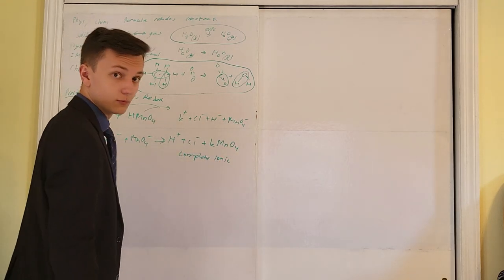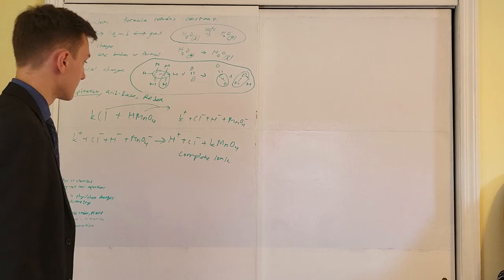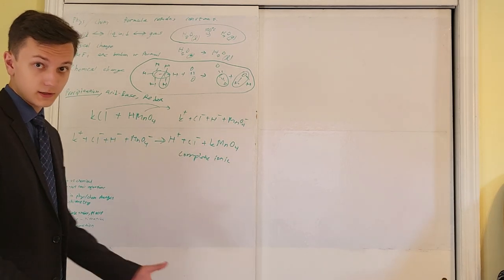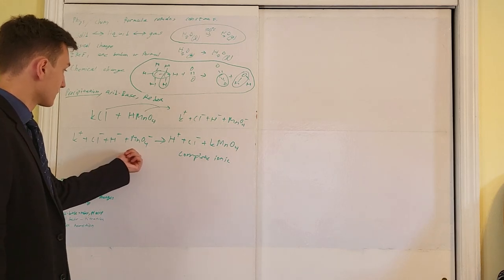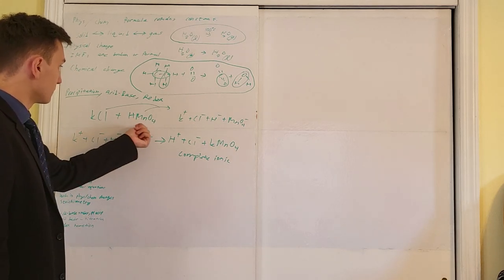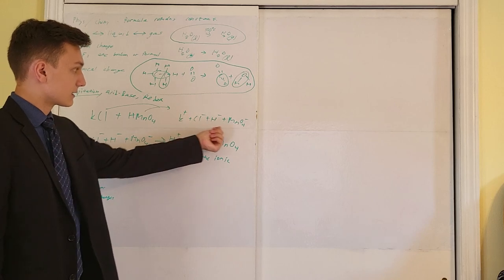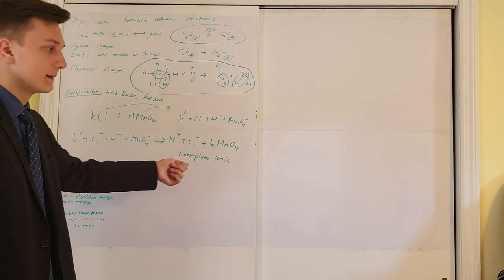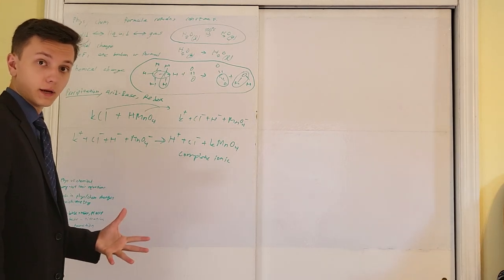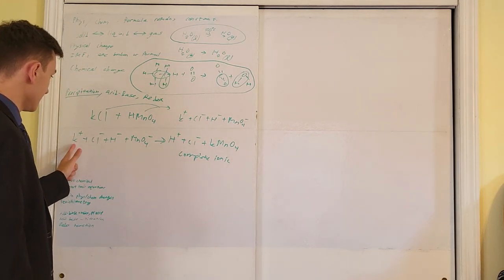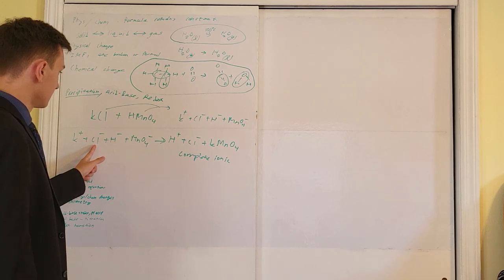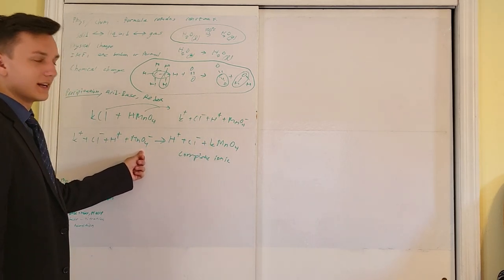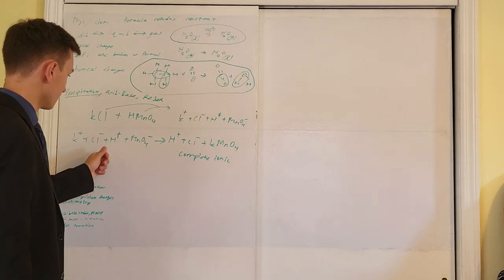Now, some of you watching this right now are probably asking yourselves, how did I know that these are the products of the equation? Because on the AP Chem exam, they're going to give you two species. They're going to dissociate into ions, and they're going to ask you, what are the products? Okay? Here's how I reason my way through this. Okay, I've got a K plus and a Cl minus. I've got an H plus and an MnO4 minus.